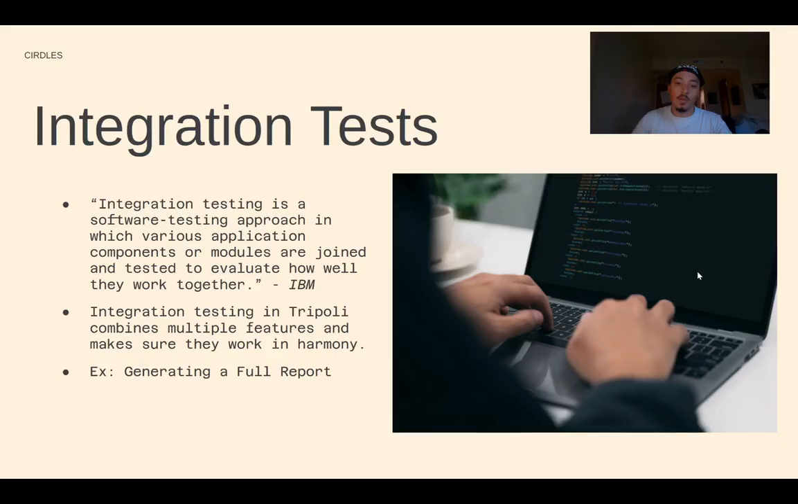So moving on to integration test. This is when you just take multiple features or components of a program or a project and you test how they work together in harmony. So for instance, the one I was tasked on was generating a full report with the analysis, the report building, the report data, all of those things. Those are different features and different segments of the program that we want to test to make sure they all work together in that harmonious flow.